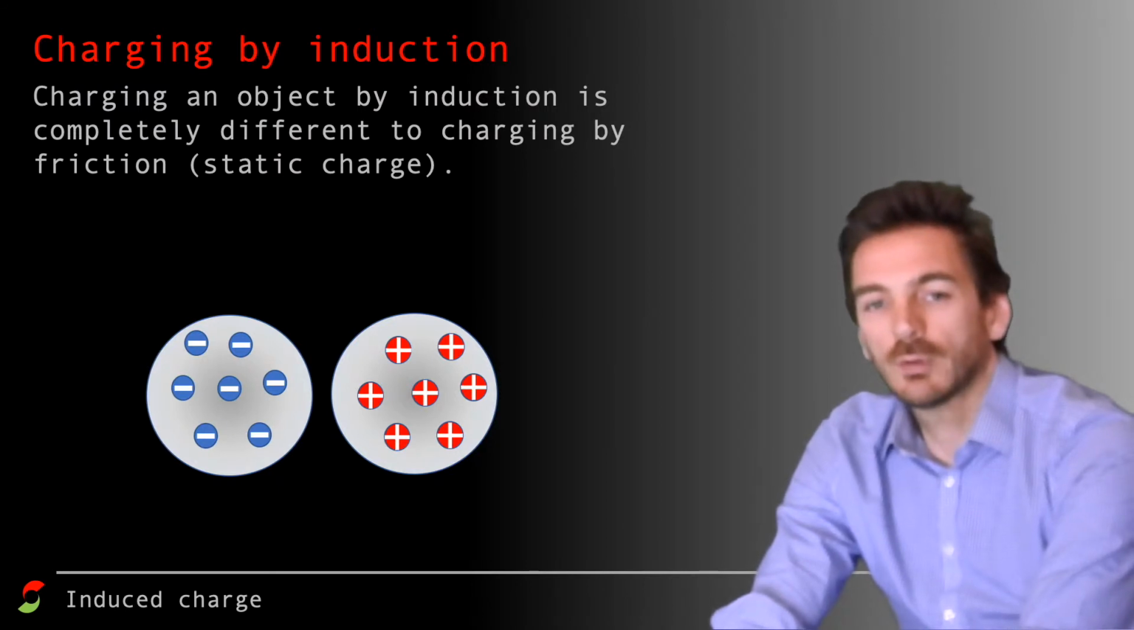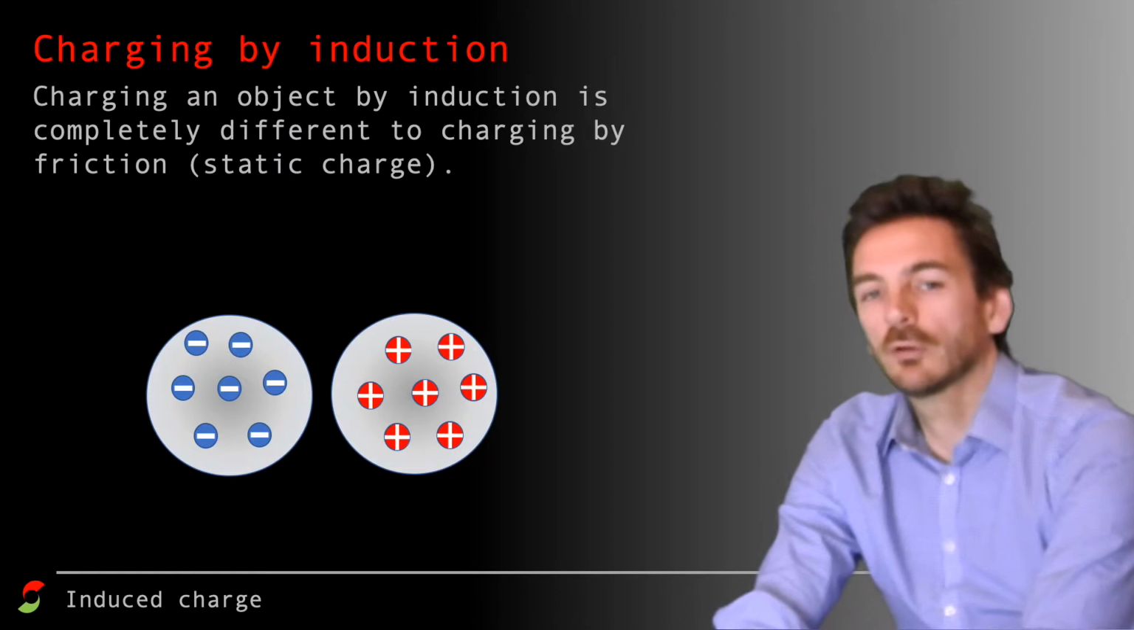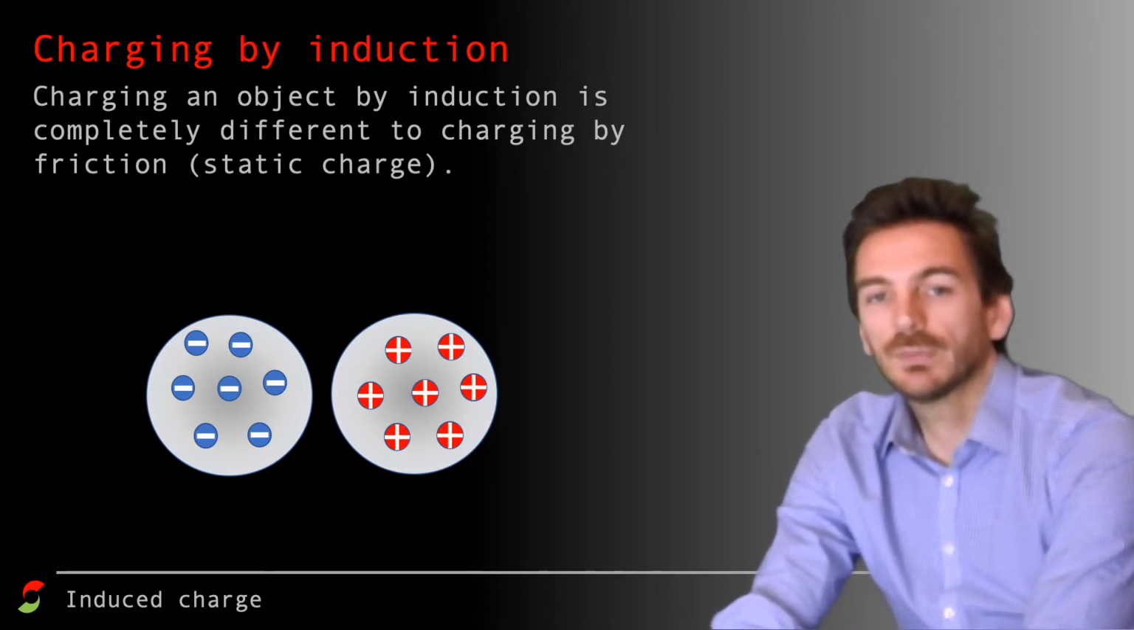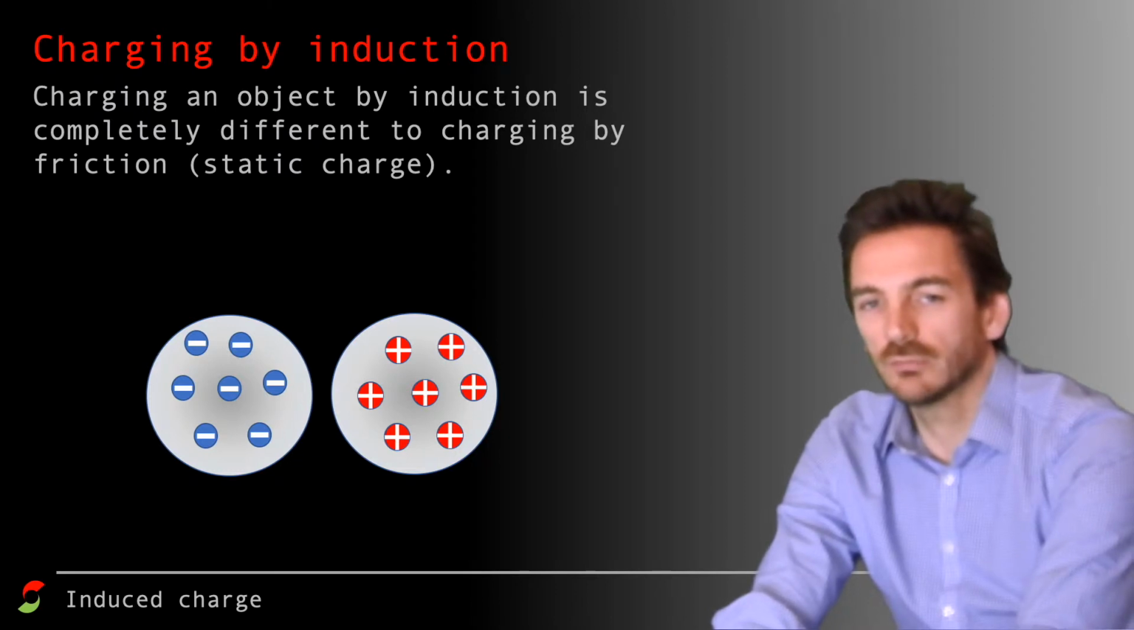It's got an induced positive charge rather than a static charge. Static charge would require it to be rubbed by friction and electrons to be stripped that way. This time, in this example, it's an induced charge because that negatively charged object has caused electrons to move and be displaced. That's what we call induced charge.